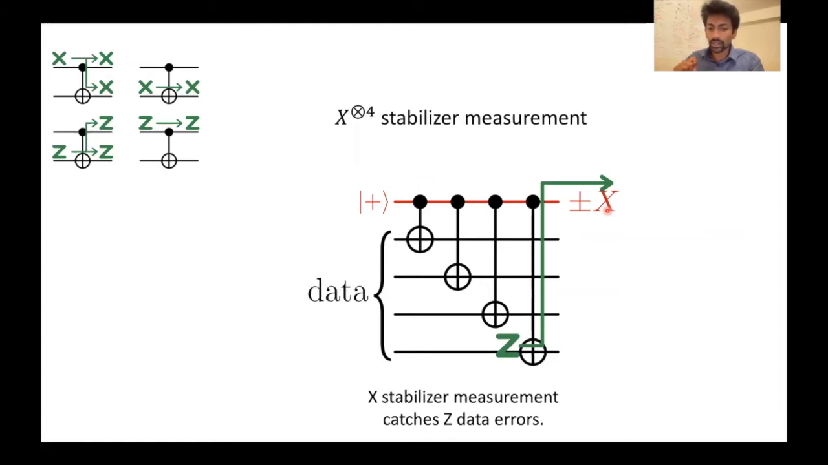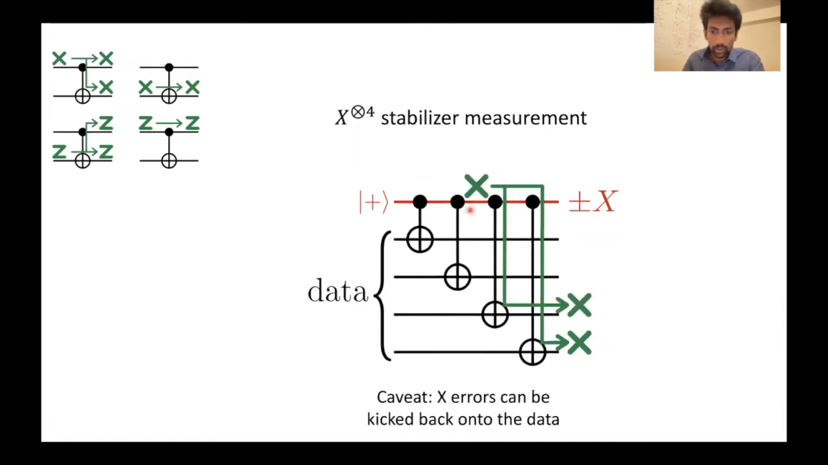But the problem with this circuit is that it only works in an ideal setting. If you allow faults to happen while you perform the gates of this circuit, something bad can happen. For example, if an X fault occurred between these two CNOT gates, it'll propagate down into two of the data wires into a weight 2 data error. And that's kind of bad because if you have a weight, say 100 stabilizer measurement circuit, then one fault could cause a weight 50 error, which is extremely terrible. So the caveat is that X errors can be kicked back onto the data. So in reality, one qubit is just not sufficient.